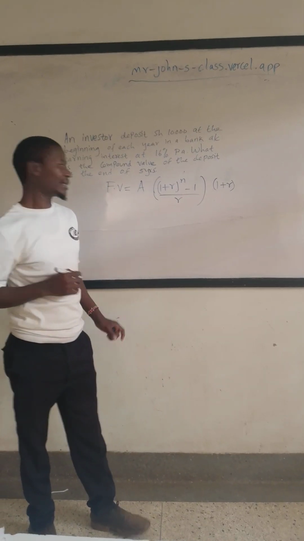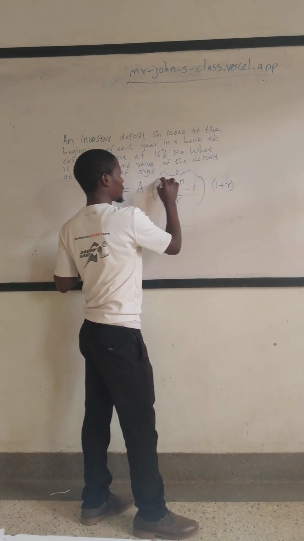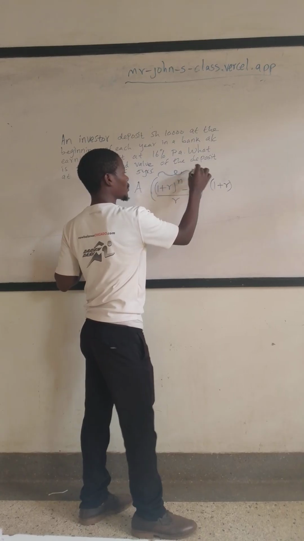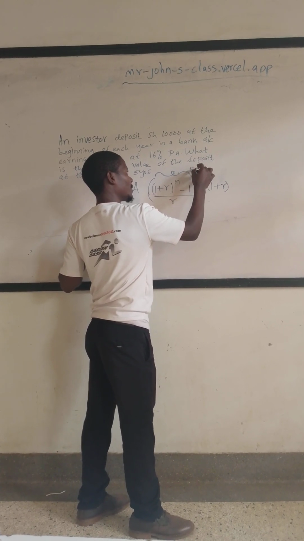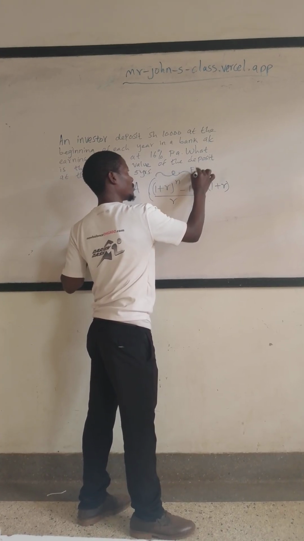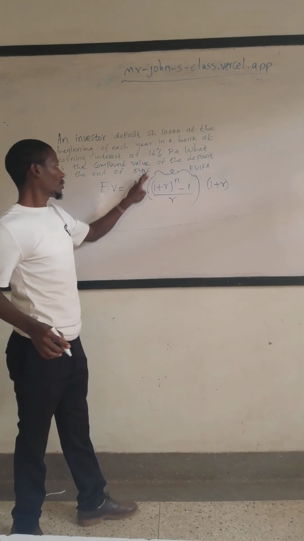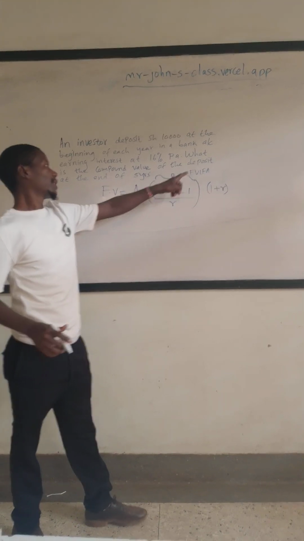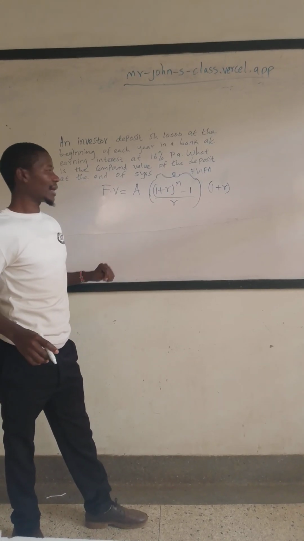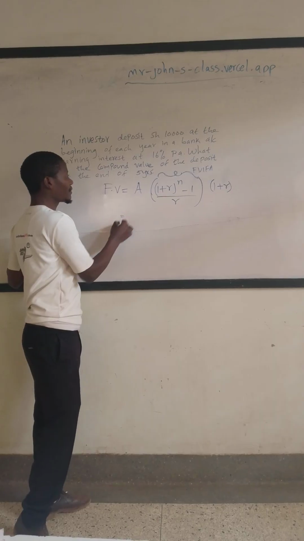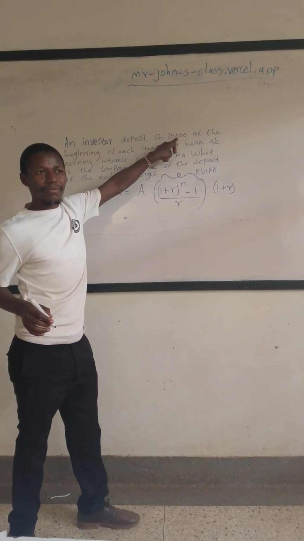Please, it is worth noting that this factor here, the whole of this one which is in bracket, is what we call the future value interest factor. It is the compounding factor of the given amount of money. So we are going to have our annuity. Annuity is the amount of money that the investor invests at the beginning of each and every year.